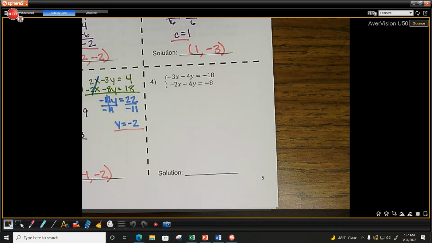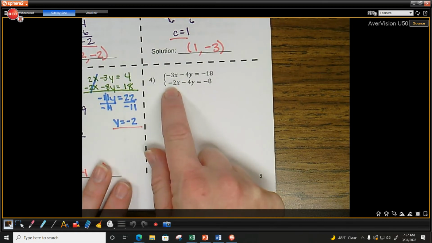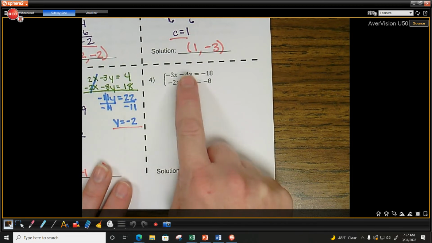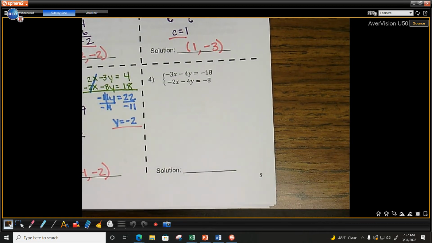So now you look at your variables' coefficients. Negative 3, negative 2. Are those the same numbers? Nope, skip our x's. Look at your y coefficients. Negative 4, negative 4. Are those the same? Yes. Are they opposite signs? No. So I need to multiply one of my equations by a negative to make them opposite signs. Does it matter which one I multiply by a negative? No. Which one do y'all want to multiply, top or bottom? Top. Sounds good.